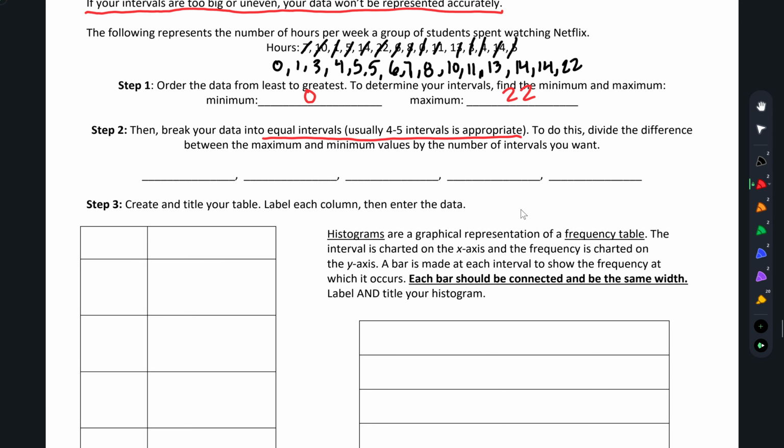To do this, we take the maximum and the minimum values. We're going to subtract them to find the difference. So I'm going to do 22, the maximum, minus 0, the minimum, and then divide it by the number of intervals that you want. So I want 4 intervals. I'm going to divide that number by 4. You can do this all in one step in your calculator. 22 minus 0 is 22. 22 divided by 4 is 5.5.